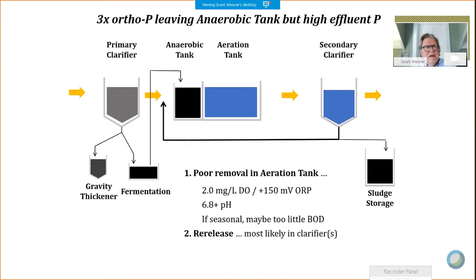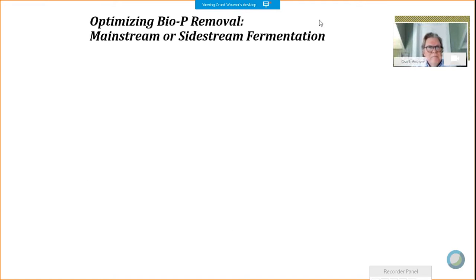You do profiles through the plant. Larger facilities have strict limits. Once a week, they're running 3, 5, 6, 8 locations through the plant. They're getting a soluble phosphorus concentration, and they're monitoring it week to week just to make sure that all of their conditions are working, that their anaerobic tank's doing what it's supposed to do, the aeration tank's doing what they need, and they are not getting the re-release.